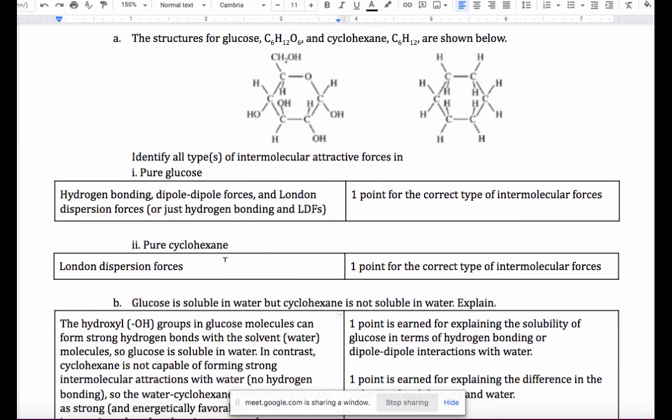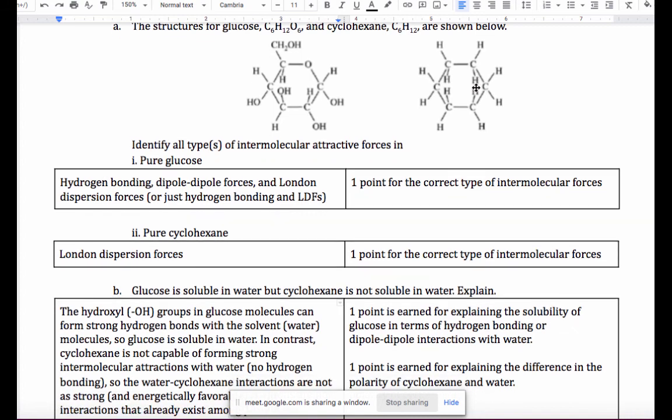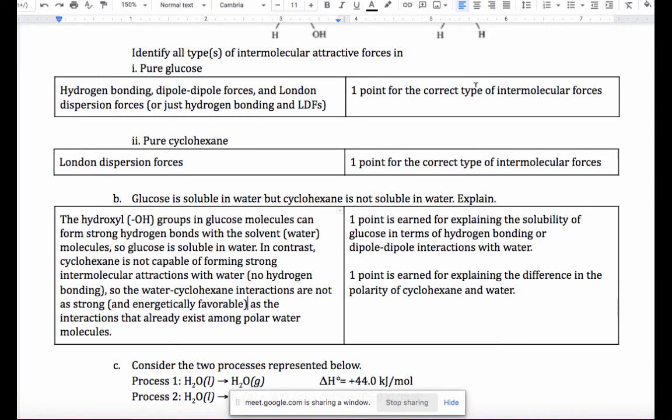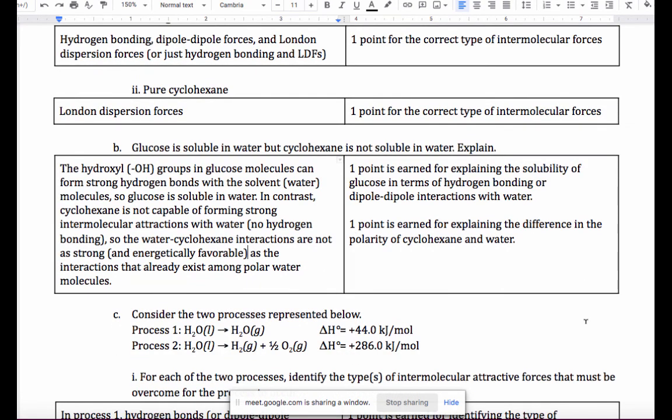The second one, cyclohexane, all C's and H's. This is a perfectly symmetric molecule, and so the only IMF is London dispersion forces. Part B says glucose is soluble in water, but cyclohexane is not. Explain. Remember, solubility is about the attraction between the two different molecules. The stronger the attractions between the two molecules, the more soluble they are in each other.